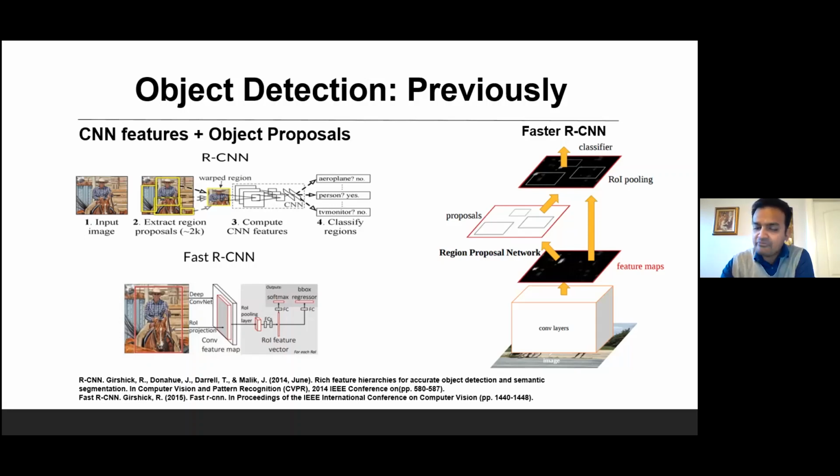Then when I was further studying this architecture, I realized this region proposal network is very critical, because it's trying to decide whether there's an object or not. If it fails to find the object in this region, then my final classification will obviously be wrong, right?